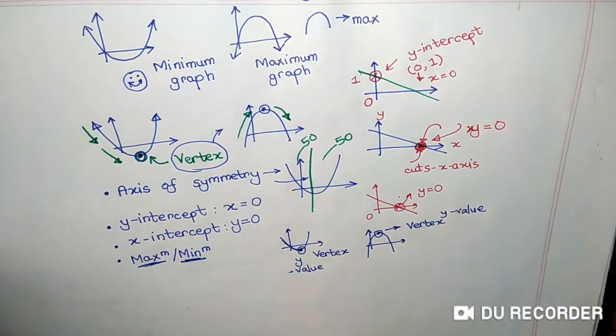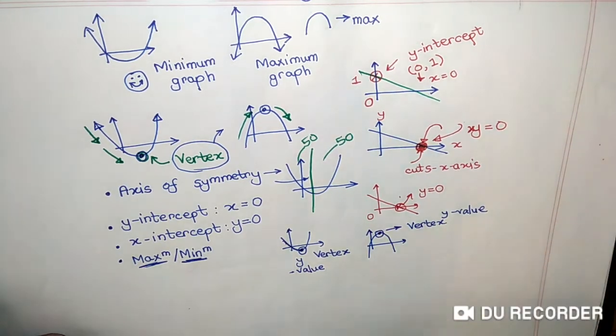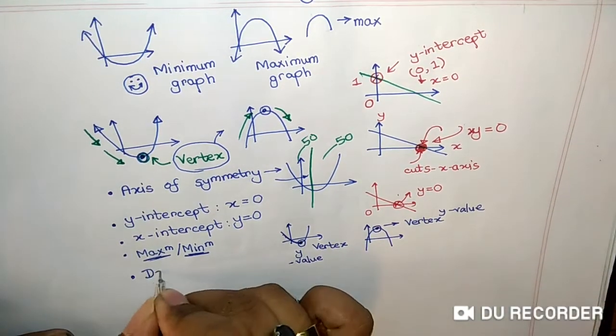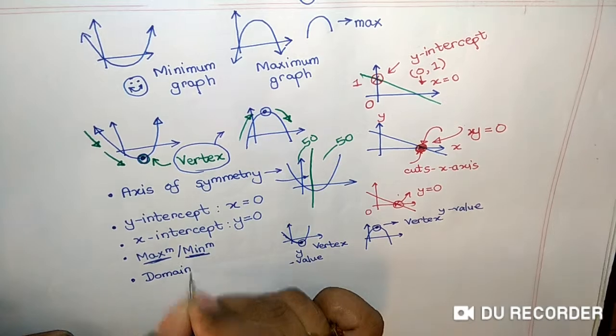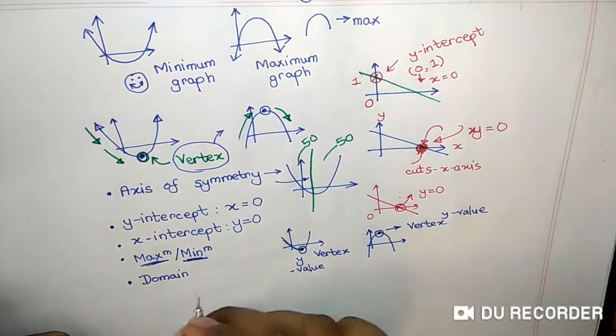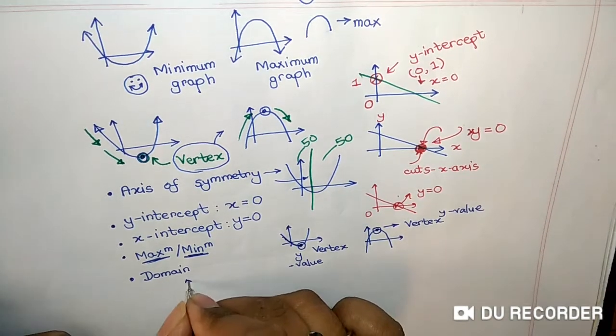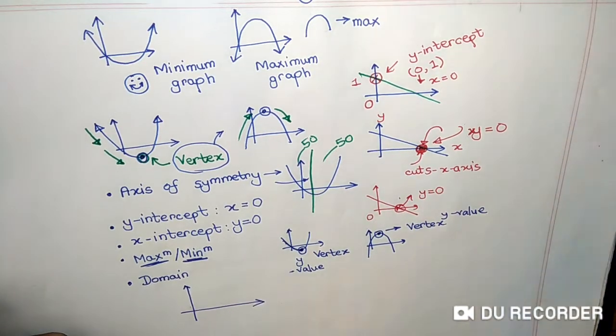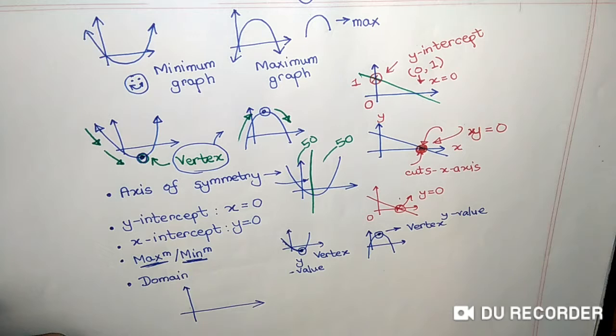Now after this, we have two important terms that we must know. One is called the domain and another is the range. For domain, you must always know domain are those values of x. I repeat, domain are those values of x for which the graph will exist.